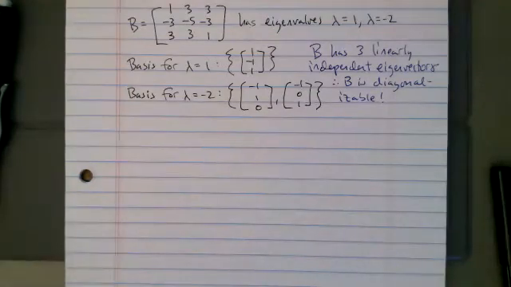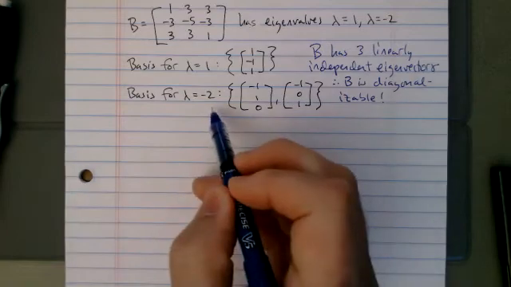Since B has 3 linearly independent eigenvectors, B is diagonalizable. That means we can construct a diagonal matrix D and an invertible matrix P such that B is equal to P D P inverse. So in this case, we only have 2 eigenvalues, and the diagonal matrix D has to be 3 by 3. Otherwise, our multiplications aren't going to work out. But lambda equals -2 has been repeated.